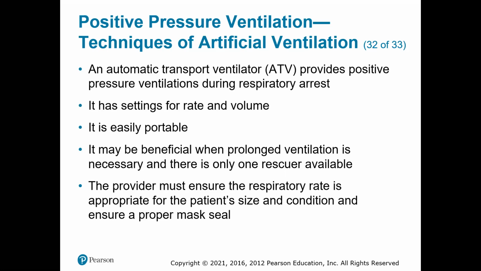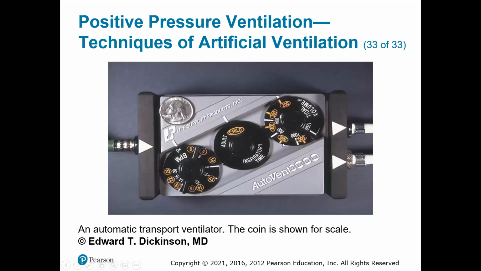So automatic transport ventilator. If these people need to be ventilated and they have a machine, that's essentially what that is. You might have to transport somebody that is on a ventilator. There's different settings. So there's breaths per minute, like how fast, that 1, 2, 3, 4, and then the volume. So little kids are going to be a lot smaller than adults.